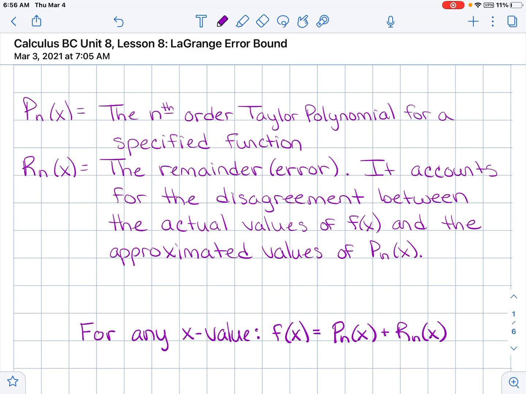For any x value then, if I wanted to find the actual function value, I would take the value of the polynomial. So if I were looking for sine of 0.5, which we'll do later, I would plug 0.5 into the polynomial, and that would get me close. But if I added on this little remainder, that would get me exact. Now if I could find that remainder, why would I ever even need to use this polynomial? So we're finding an error bound. We're going to say, here's what we think the answer is, plus or minus a little bit. So we're close, but we're off by a little bit.